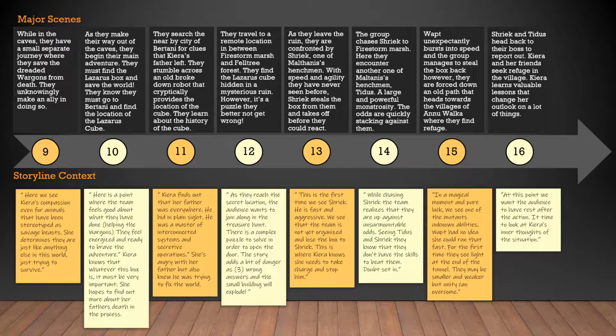In scene 11, they search the nearby city of Brittany for clues. They happen to stumble across an old robot that cryptically provides the location of the cube. They learn about the history of the cube as well.